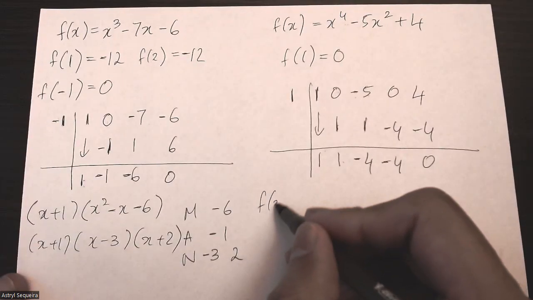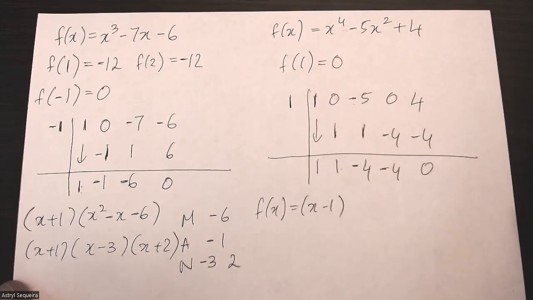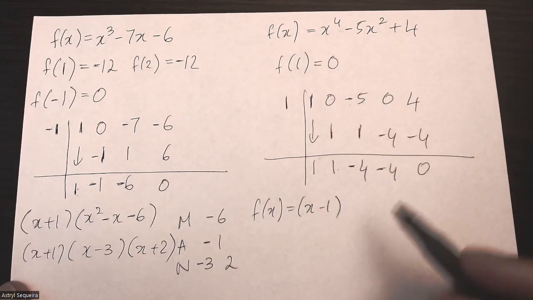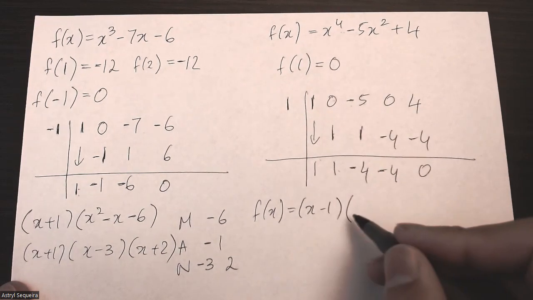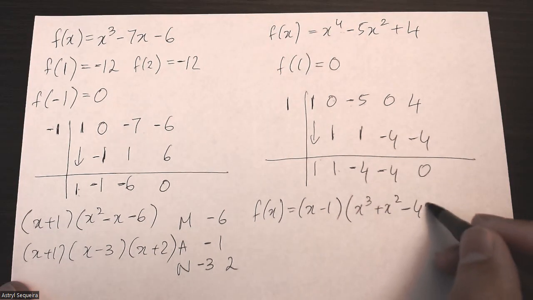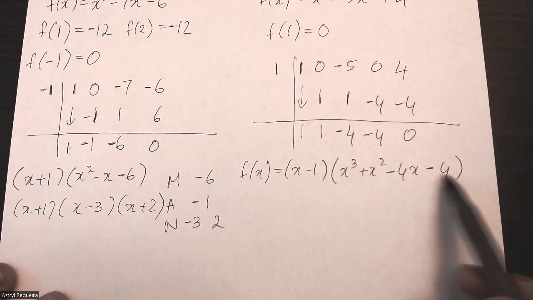So I can rewrite this as f of x equals x minus 1 times this cubic equation down here. The x to the power 4 equation is going to turn cubic: x cubed plus x squared minus 4x minus 4. Then I need to factor this over here.